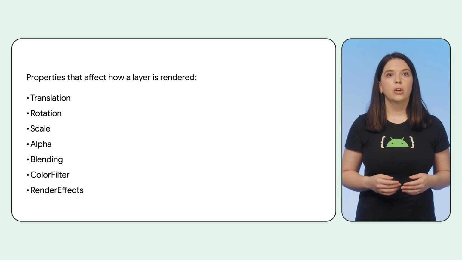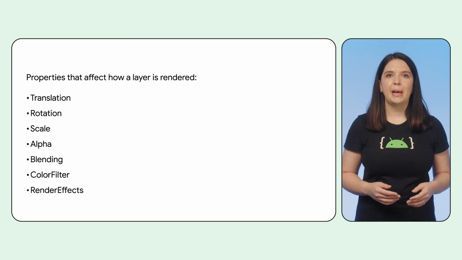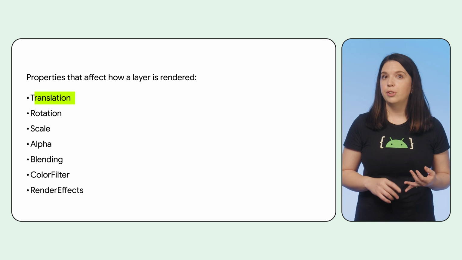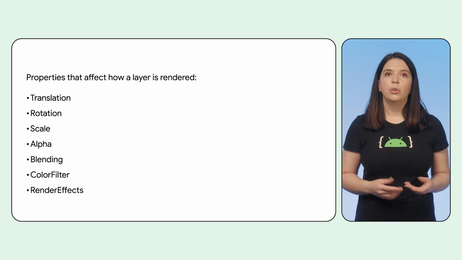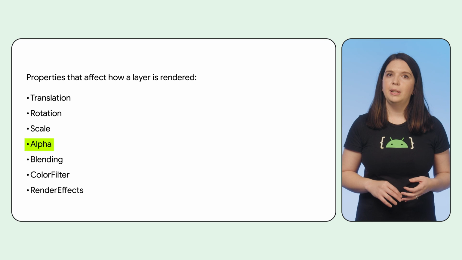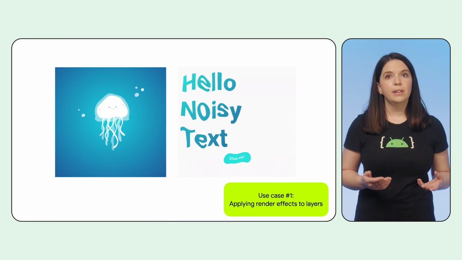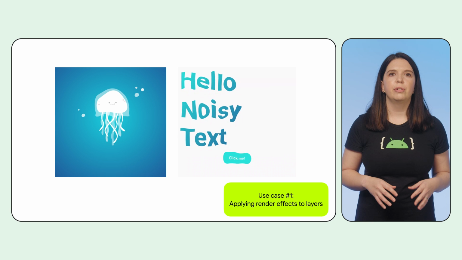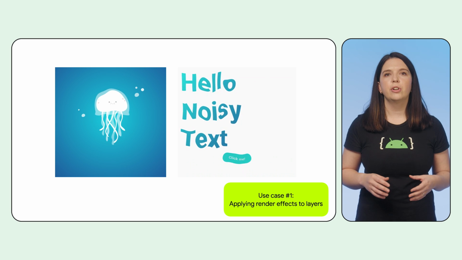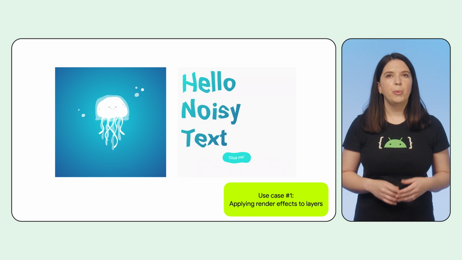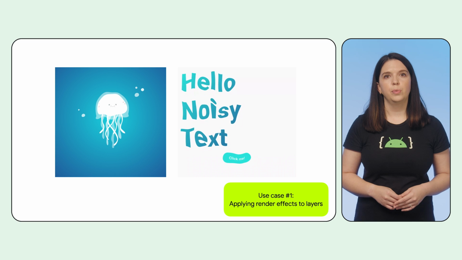A graphics layer contains additional properties that impact how it is rendered. This includes transformations: translation, rotation, and scale. And rendering properties, such as alpha, blending, color filter, and render effects. We've seen in the shader episode that we can apply a render effect to a composable using the graphics layer modifier. But we can do many other things with graphics layers too.